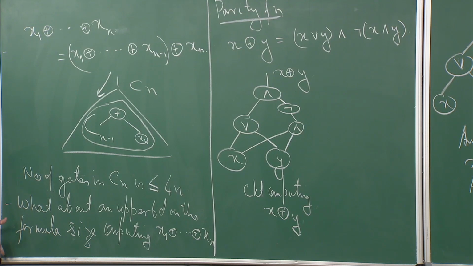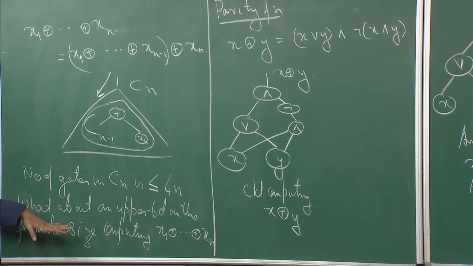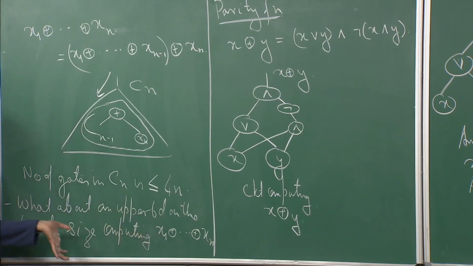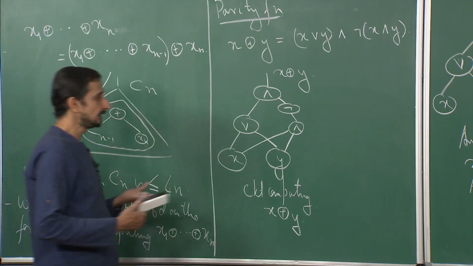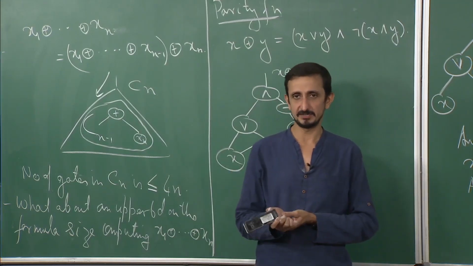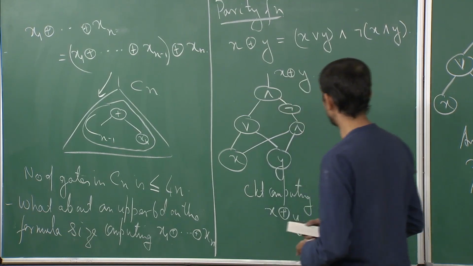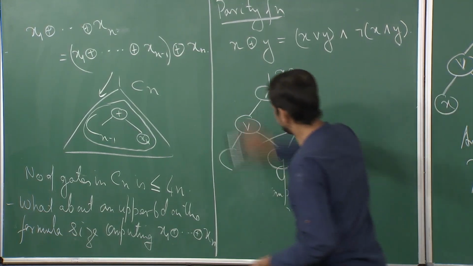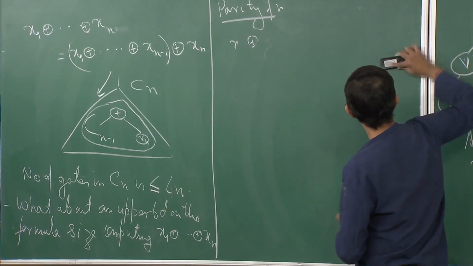So if one tries to just generalize this argument, one will get a formula of size exponential, 2 to the power n. But can one do better than 2 to the power n? Can one argue that for parity there is a formula whose size is sub-exponential, something that is strictly better? So this is something for you to think about. That is enough of motivation.